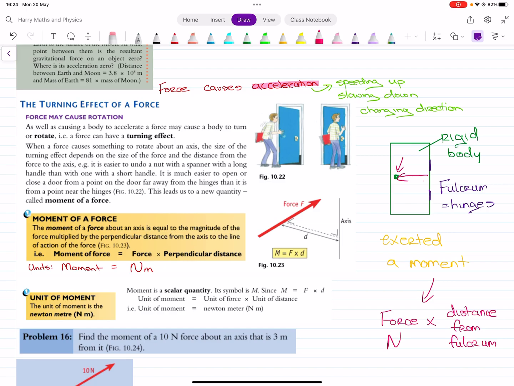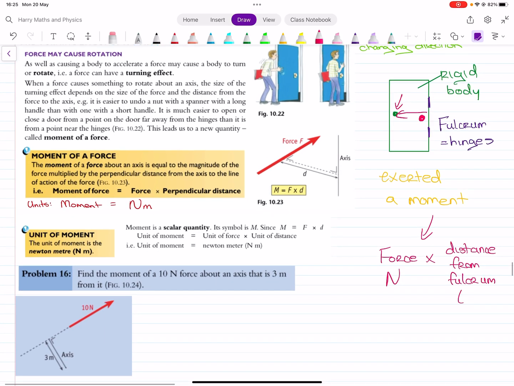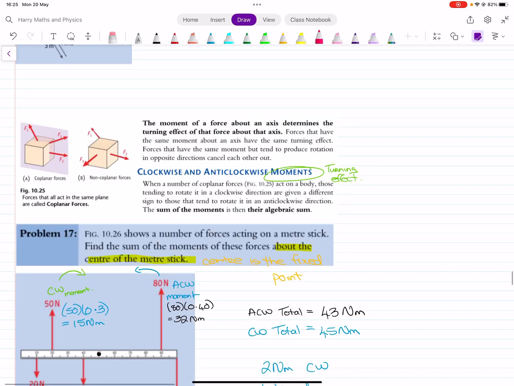If you try to push the door, if I put the door handle in here really close to the hinges, it's not an optimum way to open the door, because you'd have to put a huge amount of force to try and open the door. Okay? So the size of the moment is basically the force multiplied by the distance from the fulcrum. Yeah? So again, hopefully that's okay.